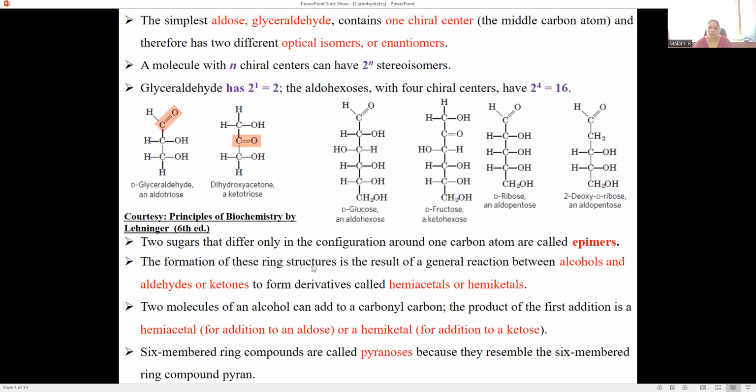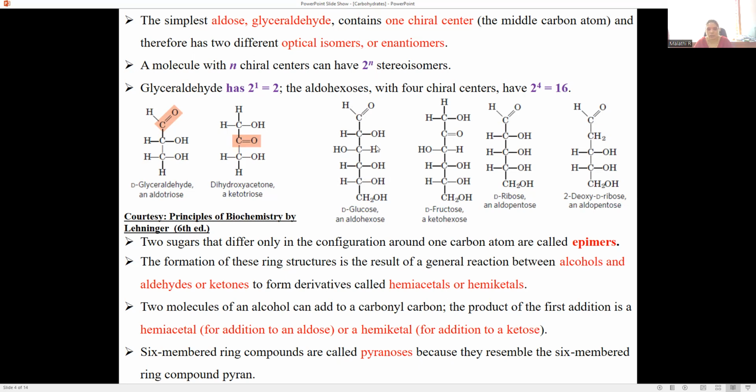And again, the formation of a ring structure is also possible with the help of an alcohol and an aldehyde group. For example, you have your aldehyde group and the 5th carbon's OH group. These 2 will form a ring structure. If an aldehyde group reacts with an alcohol, you call it a hemiacetal. And if a keto group reacts with an alcohol, then you call it a hemiketal.